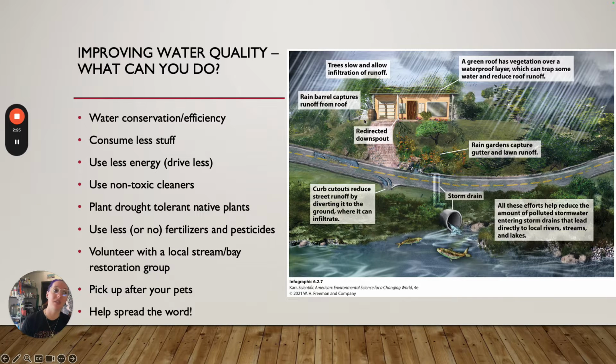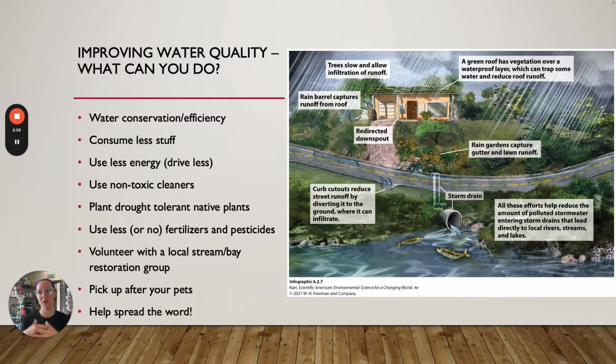Things like rain barrels can capture runoff from the roof or redirect it through a downspout. You could have something like a green roof, like the Cal Academy of Sciences has a living roof, which is freaking awesome, which allows for water to be trapped on top of that roof and be used by the plants that are there. And then, of course, rain gardens, and through a gutter, capturing that lawn runoff. So these are ways that your home can be improved to allow for trapping of stormwater.